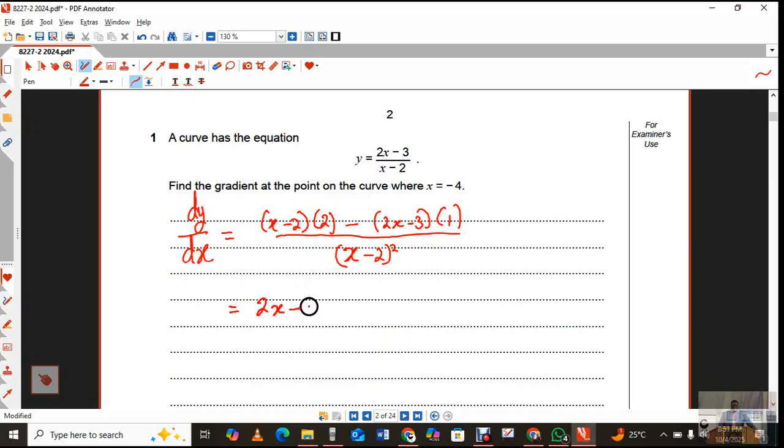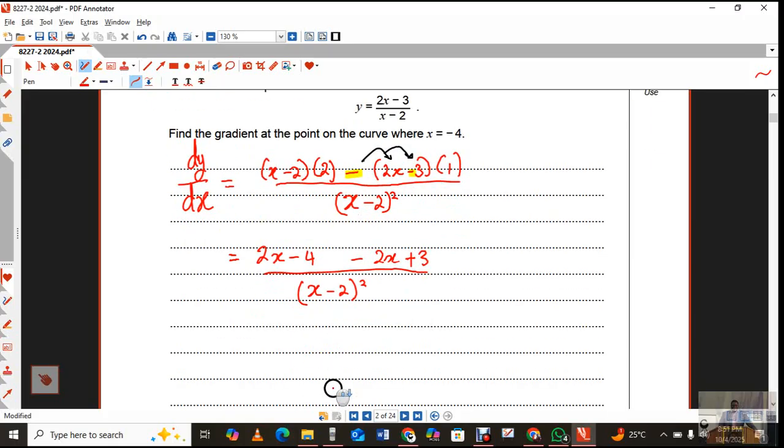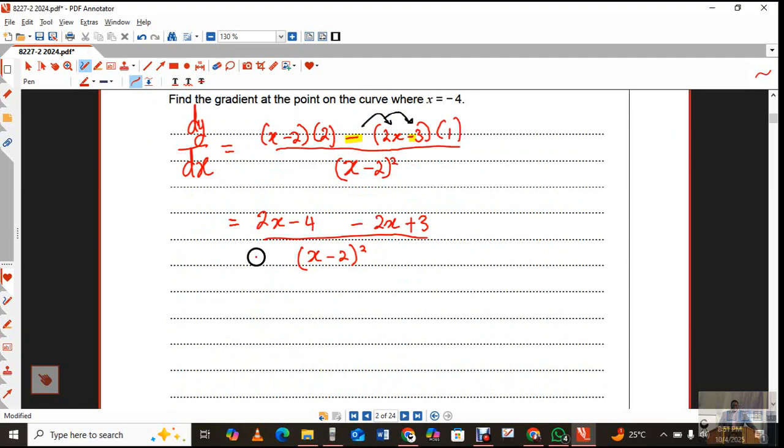So you're going to have 2x minus 4, and then here you're going to have minus 2x. Of course you must be very careful here as you're multiplying out a negative with a negative, so there is going to be a change in sign. That implies that we have 2x, then negative 1 times -3, that is going to be a positive 3. Of course, that 1 times that is just going to be 1. Then you have (x minus 2) all squared. Do not expand the denominator, because we're going to be substituting the value of x in there.